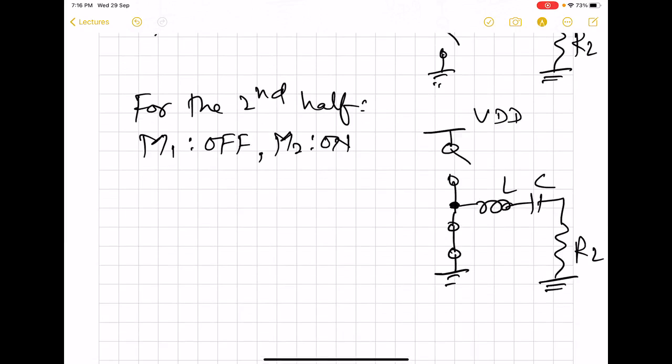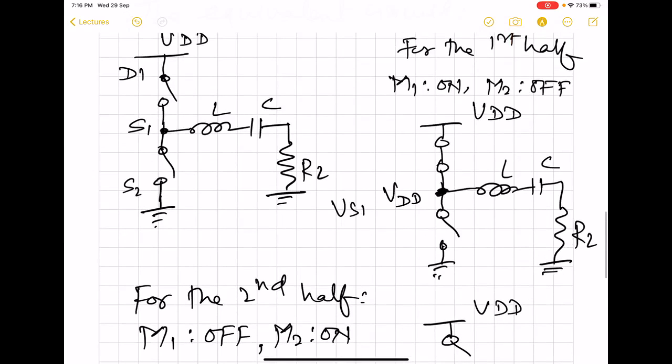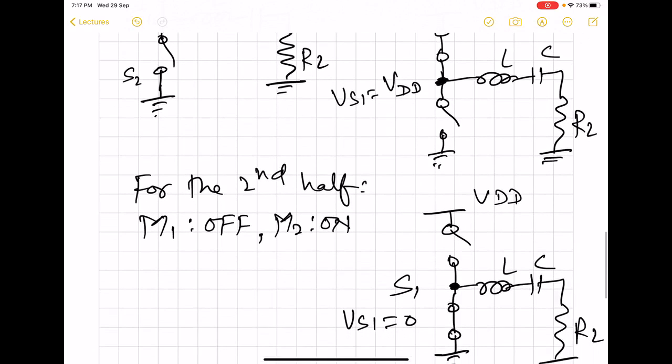So now we find that voltage of node S is 0. So here Vs1 is 0 and here Vs1 is equal to VDD. And the circuit will keep on switching from one of these circuits to the other circuit. That means the voltage of the node S1 will keep on flipping between VDD and 0.